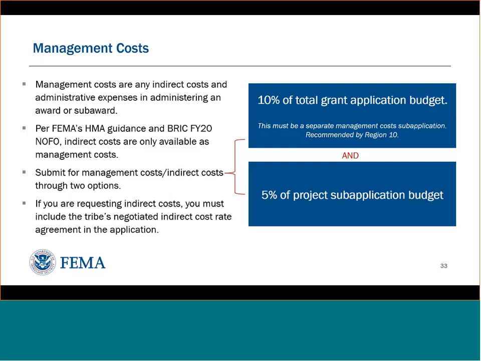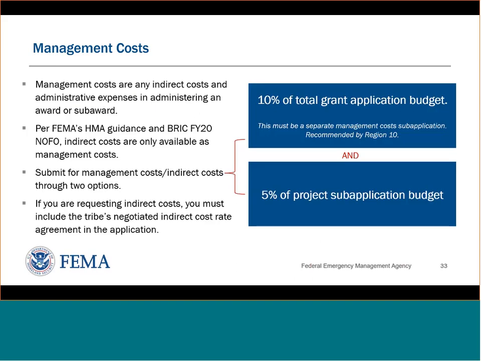So again, there's two ways to do it. You can either include that as part of your planning sub-application budget as its own cost item, or you can do it as a separate sub-application, and that would be 10% of the total grant application budget.